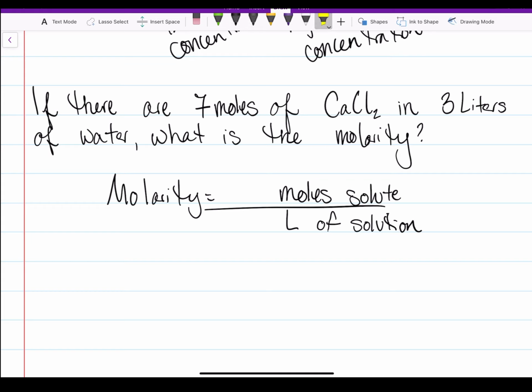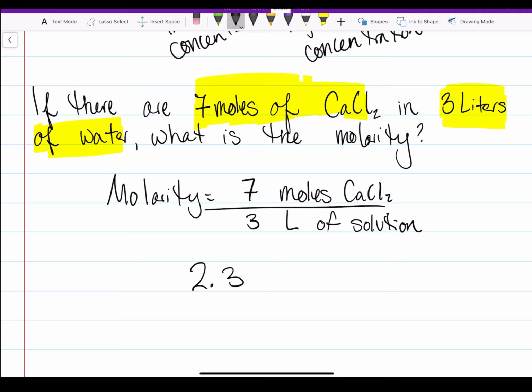The problem says there are 7 moles of CaCl2. So looking here, 7 moles of solute. Let's fill in this information. Our solute is CaCl2, and we have 7 moles. Then it says in 3 liters of water, and we have liters of solution, which would be water. We're just going to put 3 on the bottom. Then all we have to do is put that in our calculator, 7 divided by 3. If you type in 7 divided by 3, you get an answer of 2.3. We also need to put our unit for molarity, which is just a big M. And that's it, that's really not bad.